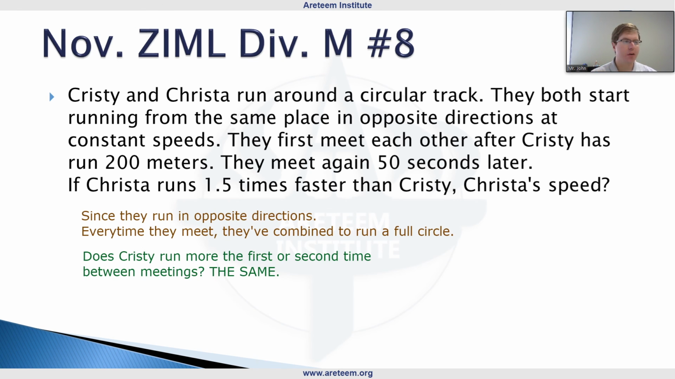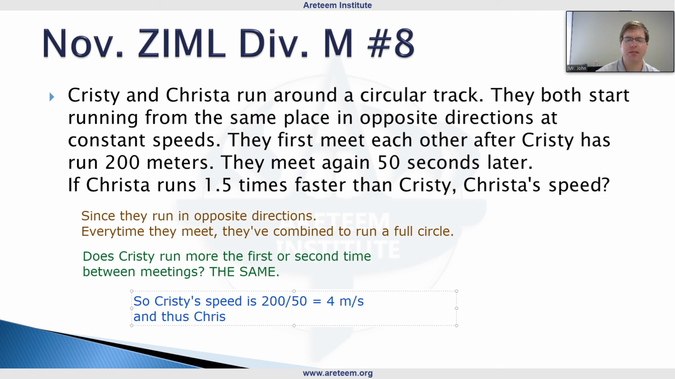Christy runs the same distance both times. And from here, it's easy. With this observation, it's easy. So Christy's speed is 200 divided by 50 equals 4 meters per second. Distance divided by time is the speed. And thus Krista's speed is 6 meters per second. This is a pretty small track. They're pretty fast runners.